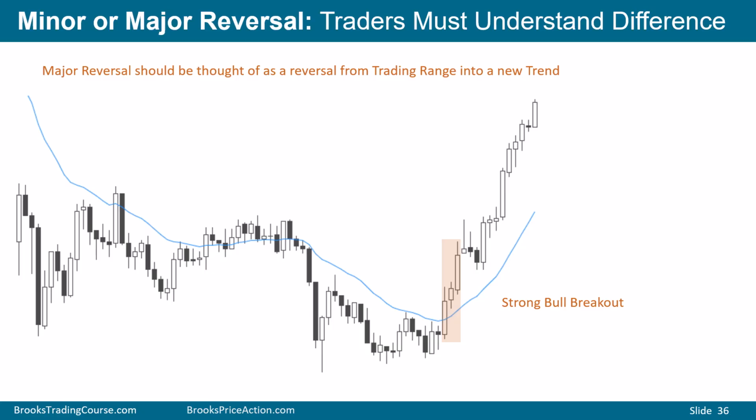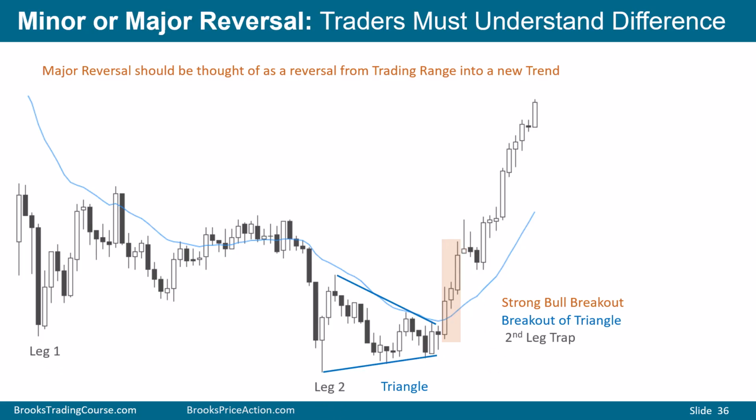And a major reversal should be thought of as a reversal from a trading range into a trend. Here we have a strong upside breakout, always in long. It's a breakout of a triangle here. With a strong enough breakout, you're going to get a second leg and trapped bears. So bulls will buy aggressively all the way up.